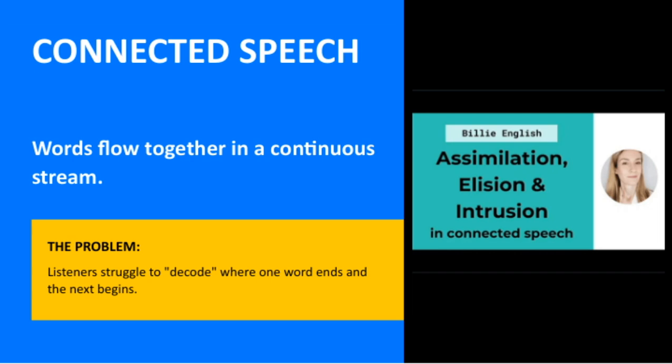Understanding this is crucial because it impacts how well our message is received and understood. Recognizing the patterns of connected speech helps us become more effective communicators, especially in real-life conversations. It also highlights why listeners might sometimes ask for clarification or seem to miss parts of what we say. So, mastering connected speech is key to improving both our clarity and our ability to engage authentically with others.